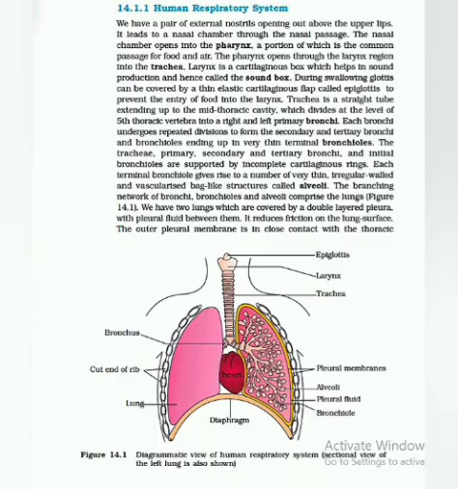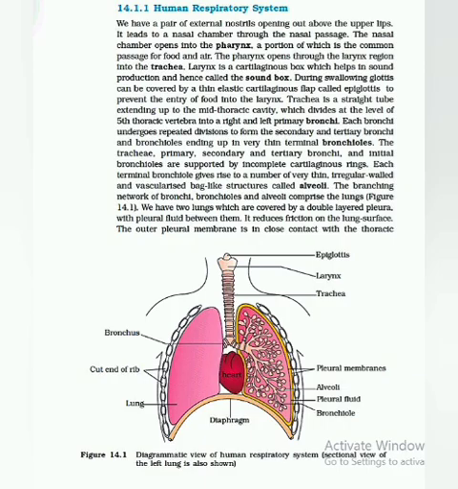During swallowing, the glottis can be covered by a thin elastic cartilaginous flap called epiglottis to prevent the entry of food into the larynx. Trachea is a straight tube extending up to the mid-thoracic cavity, which divides at the level of the fifth thoracic vertebra into a right and left primary bronchi. Each bronchus undergoes repeated division to form the secondary and tertiary bronchi and bronchioles, ending up in the very thin terminal bronchioles.